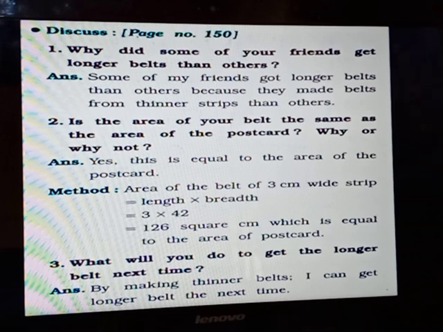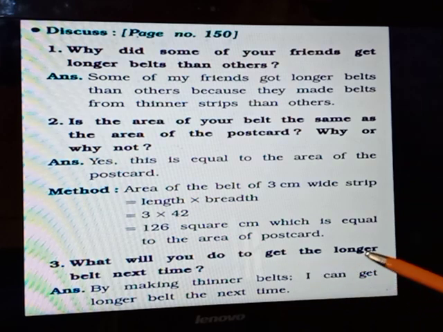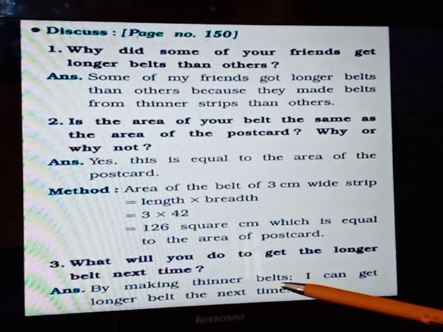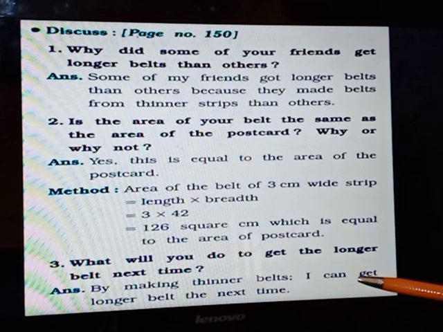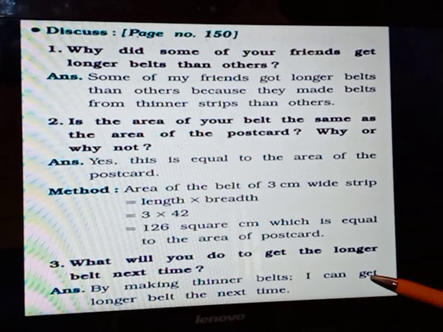Clear? Now third question. What will you do to get longer belt next time? By making thinner belt, 1 centimeter you can choose, 0.5 centimeter you can take, and in short you can make longer belt by taking small measurement. I can get longer belt the next time.